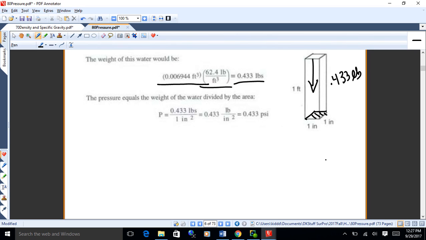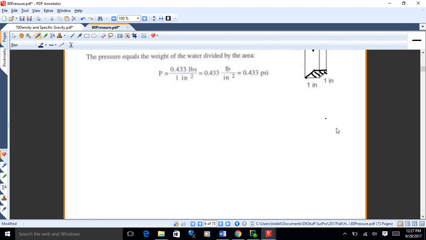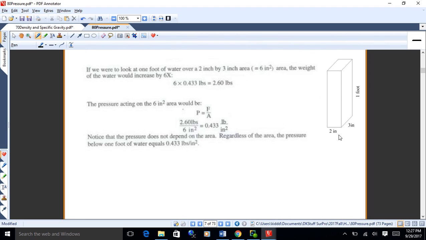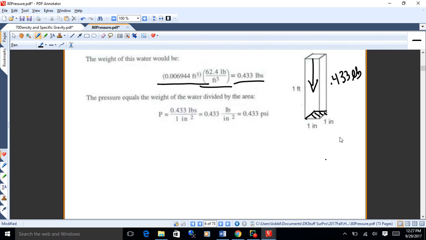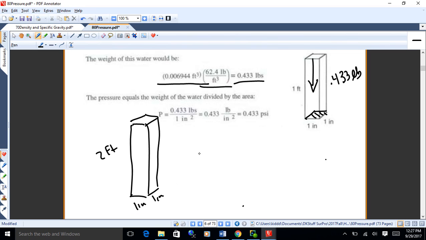Everybody okay with that? Now let's start changing the tube a little bit. What if the tube is 2 feet high? What do you suppose the pressure would be? Yeah, I think that's a pretty good guess there. So it'd be twice 0.433. So if this is 2 feet high and an inch by an inch, the pressure would be twice that.